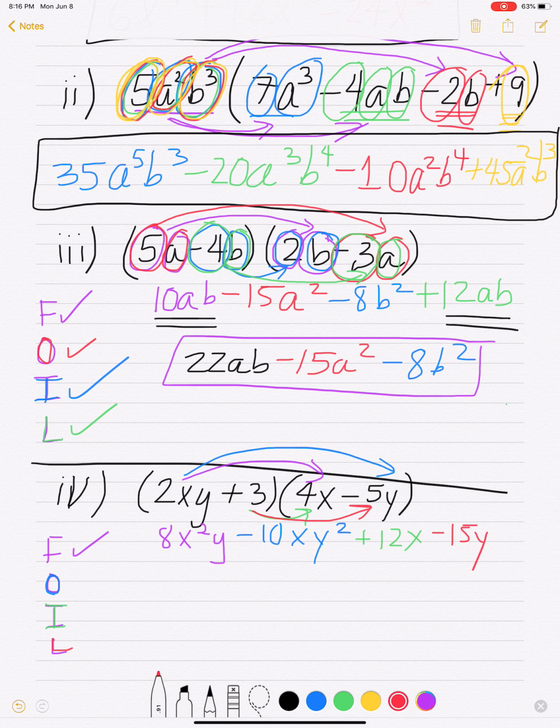Question, do we have any like terms we can combine? No, right? 8x squared y is different than negative 10x squared y. The x squared y and the xy squared are different terms. So here you don't have any like terms that can be combined, interestingly enough.